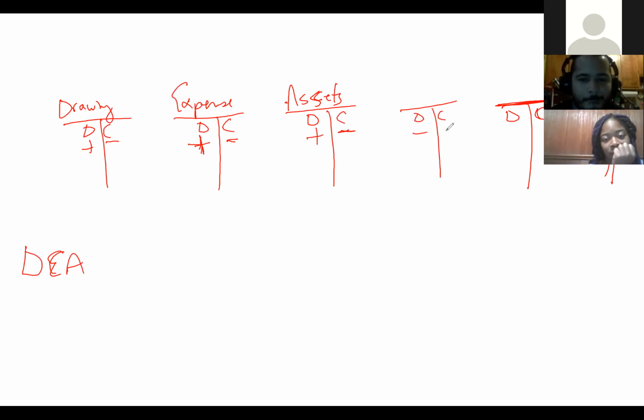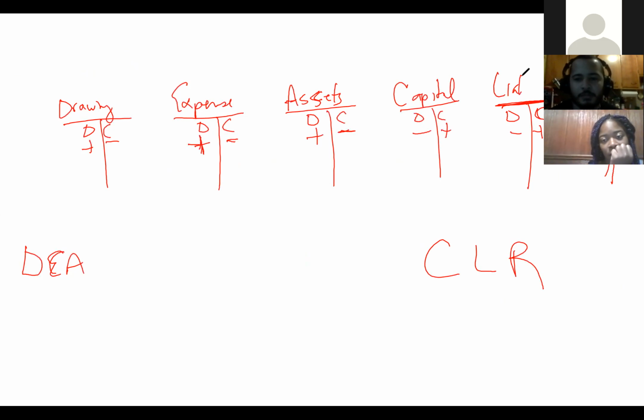These 3 are always going to be minus pluses. I don't even know what they are yet, but I know that those 3 are plus minuses. This side is going to be CLR, like the cleaning solution, clear. The DEA is from the police. C is for capital, L is for liability, and R is for revenue.